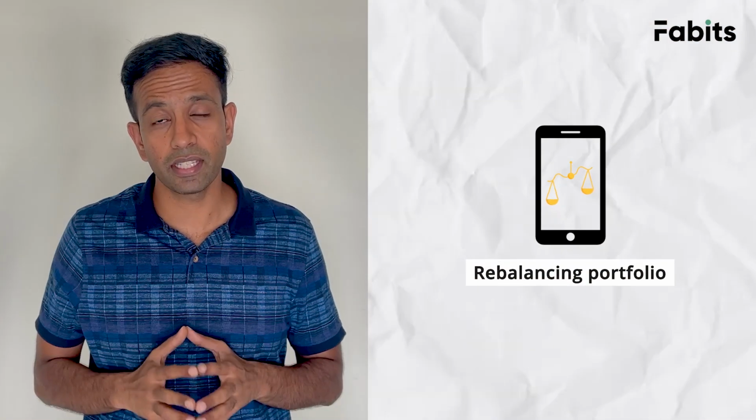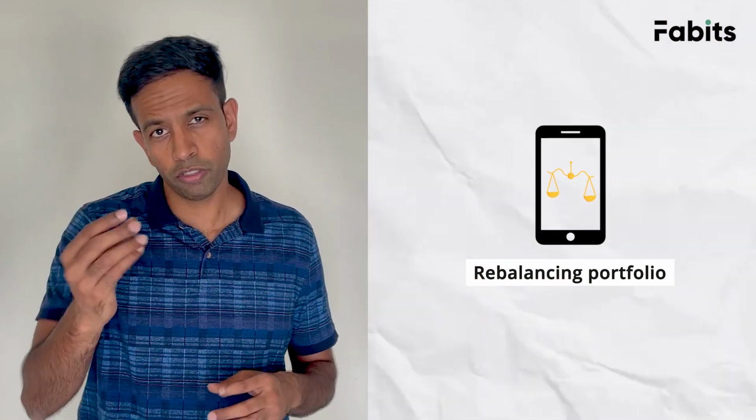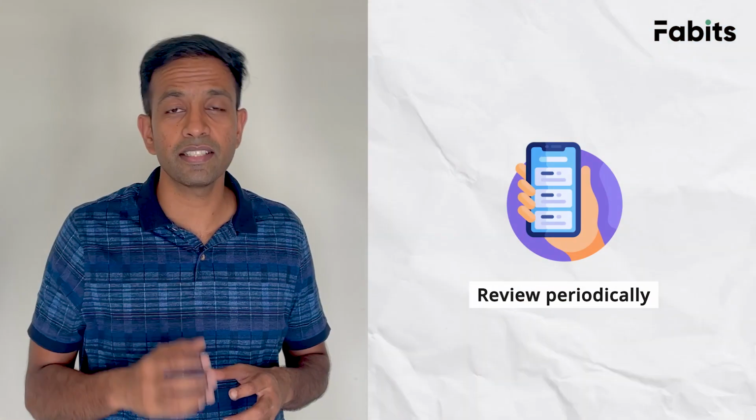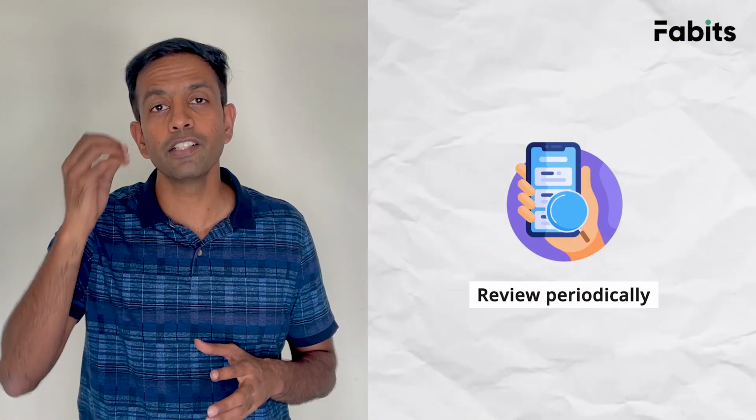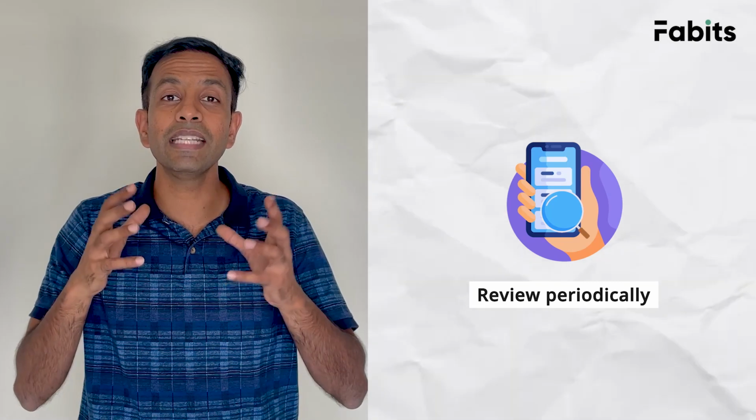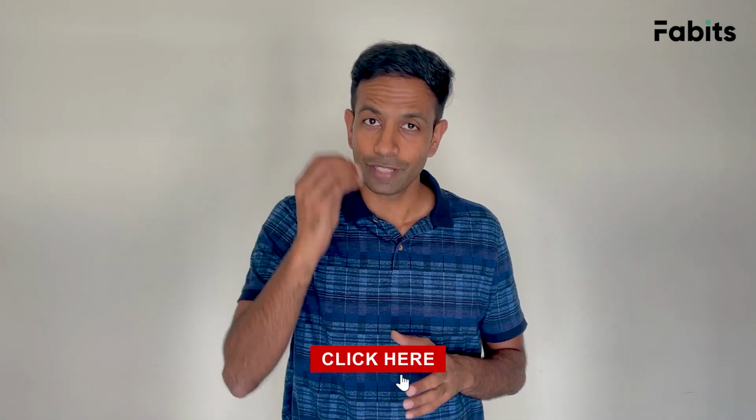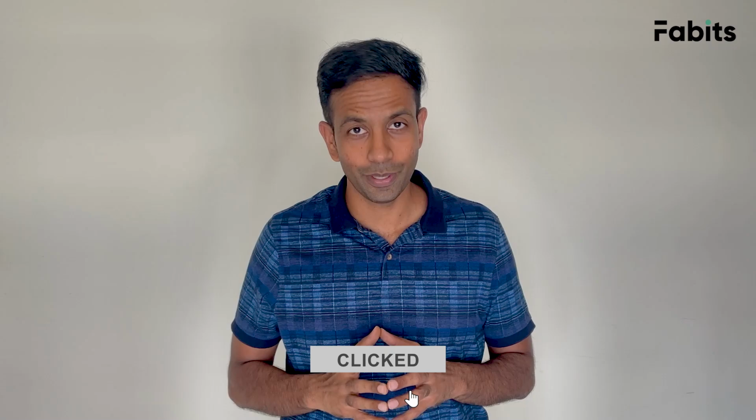3. Rebalancing. Over a period of time, your goals could change, or based on the performance of different assets in your portfolio, the asset allocation itself would have deviated from what was initially designed. It is for these reasons that you need to periodically review your portfolio and rebalance it accordingly. At all points of time, your asset allocation should stay aligned with your goals. If you'd like to learn more about rebalancing, click on the video above.